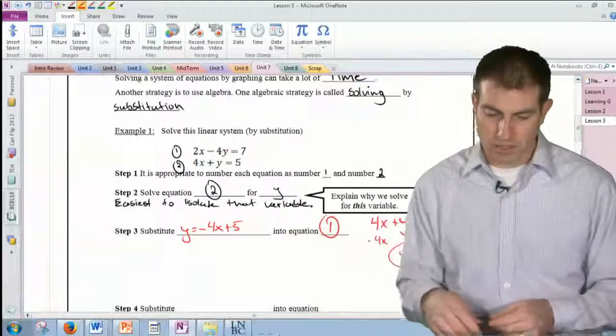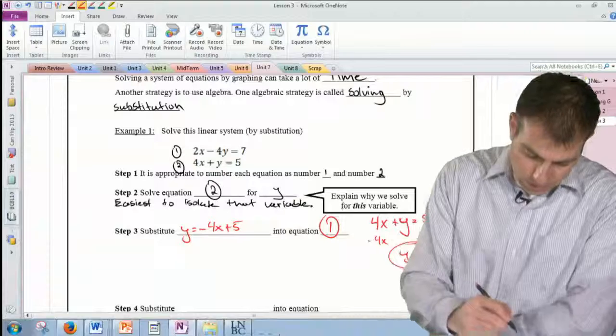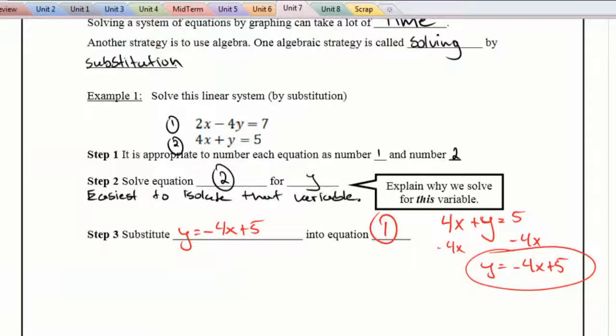It doesn't really matter. So what I'm going to do is I'm going to take equation number 1, which was 2x minus 4y equals 7, and I'm going to put this negative 4x plus 5 in for the y. So it's going to look like this. 2x minus 4.